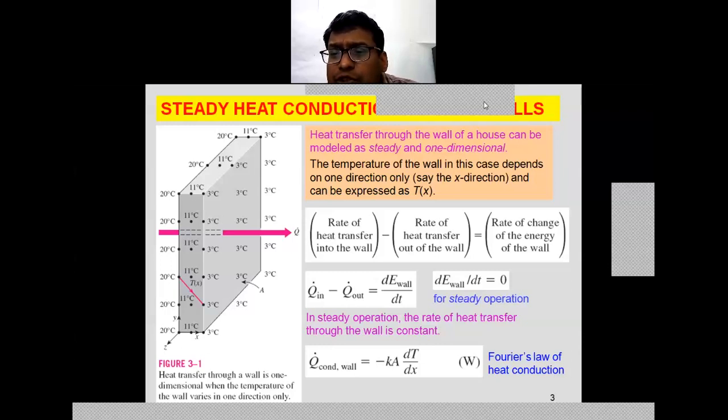Here we are assuming steady state operation. As it is a steady state operation, the change in internal energy because of changes in temperature is considered to be zero. That is dT upon dt is taken as zero. This can be written in terms of the internal energy dE, or in terms of the change in temperature with respect to time. The Fourier law of heat conduction is Q equal to minus KA dT upon dx.